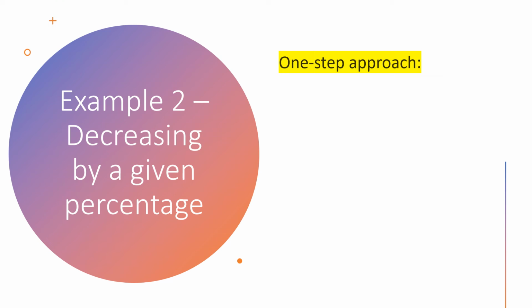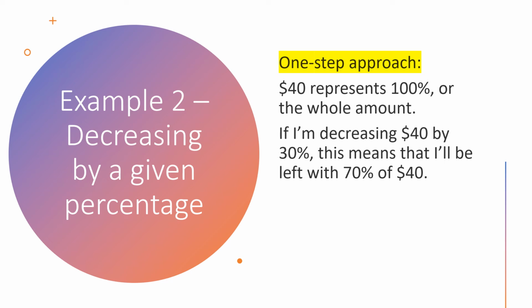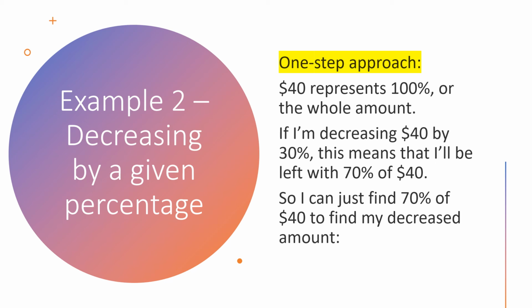But for this one-step approach, again we need to think of how the initial amount, the $40, represents 100%, or the whole amount. This time, since I'm decreasing this amount by 30%, this means I'm going to be left with 70% of the whole amount, or 70% of $40. So to find my decreased amount, I can simply find 70% of $40, and of course that turns out to be $28, the same as before.